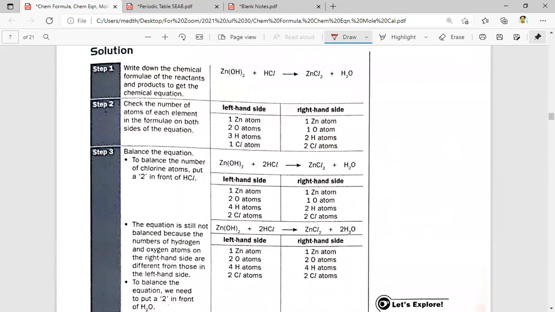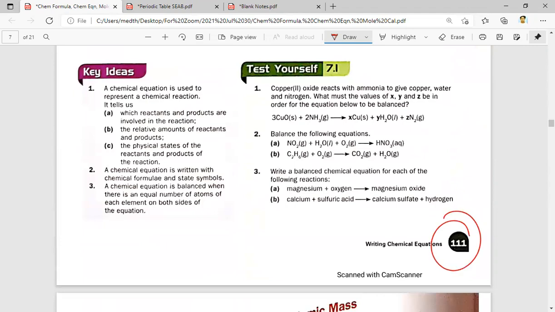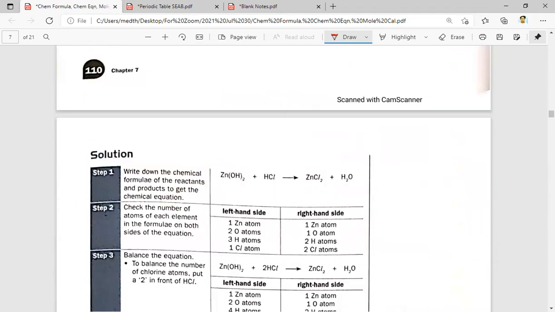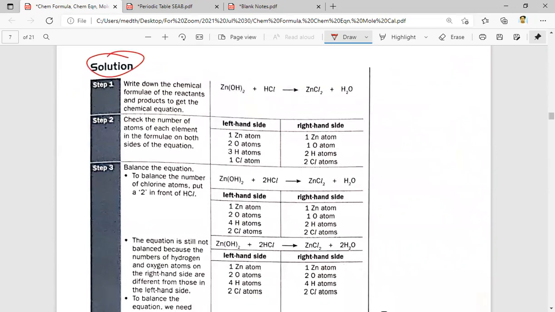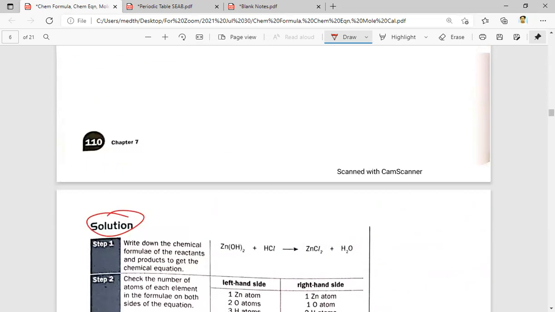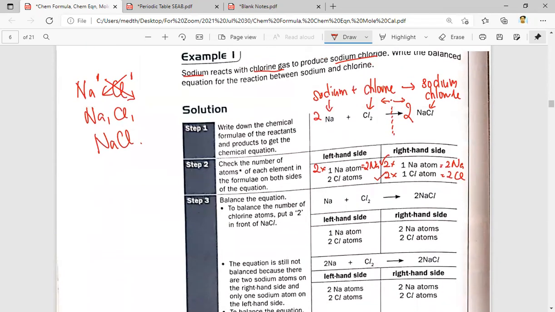Now this part over here, page 111, I'll leave it to you to try to balance, and to look at the solution over here. I don't want to go through another example already, because if I spend one more time on this, we won't have enough time for chemical calculation. But the general idea I hope you understand is that a chemical equation actually tells you what's happening.